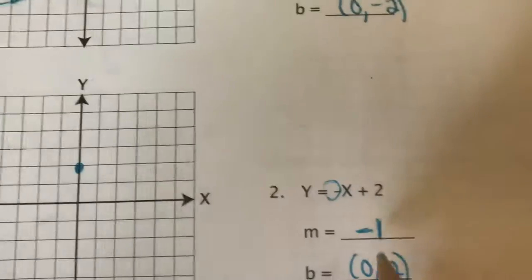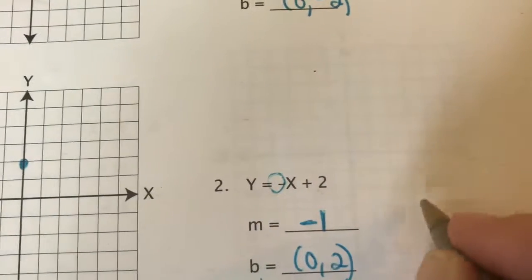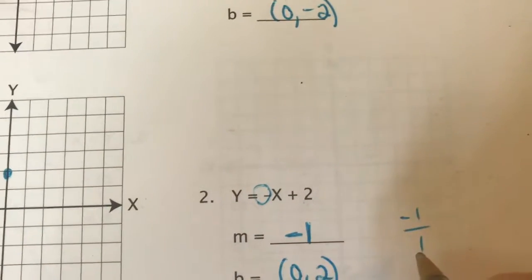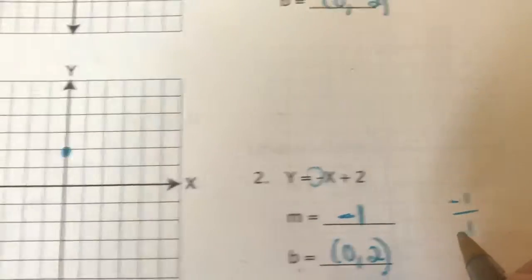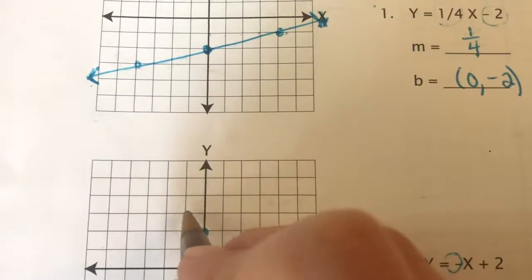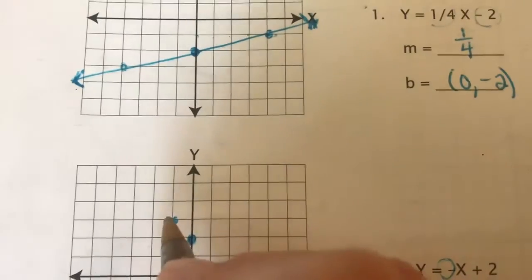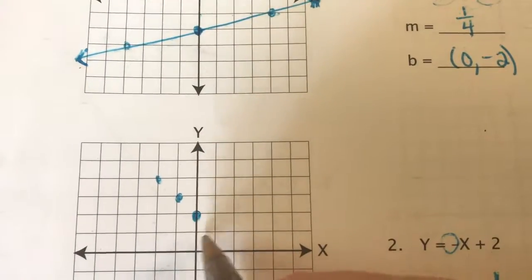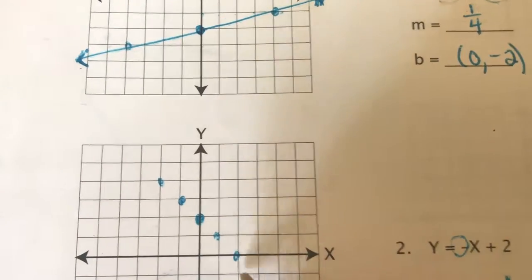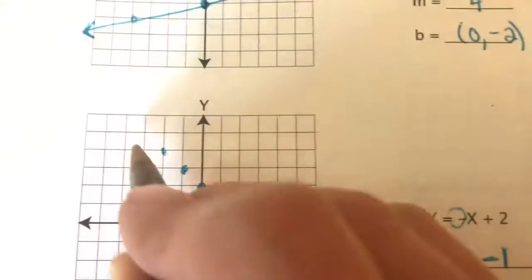Now remember, if this isn't a fraction, you can always make it a fraction by putting it over 1. So I'm going to go up 1 over 1. Since it's negative, I'm going to go to the left. Remember, it has to go downhill since it's negative. And you have to have at least 3 points. If you want more, that's fine. But notice I'm going down 1, to the right 1. So I've got this nice line.